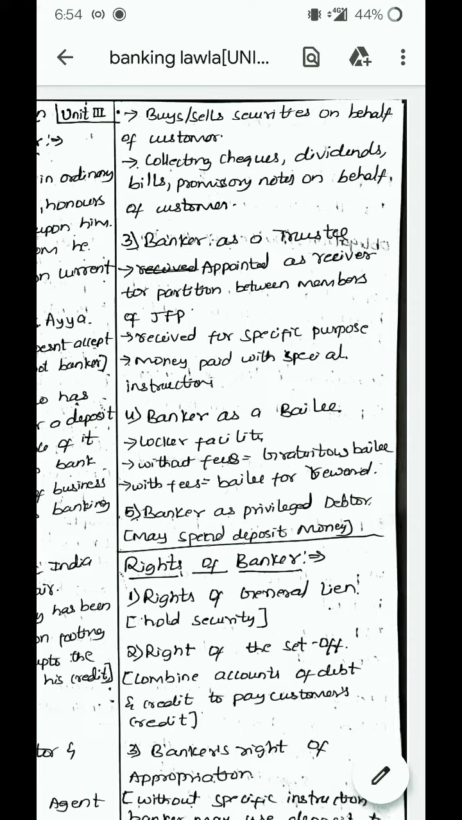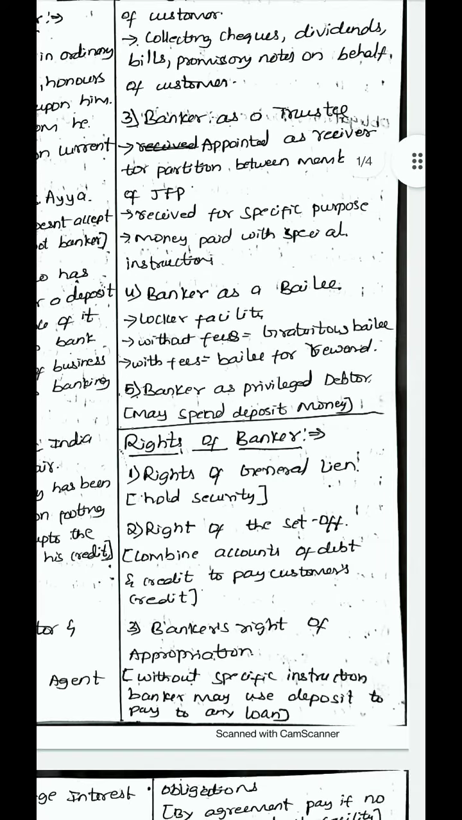The next relation is banker as a bailee. When does a banker act as a bailee? When the banker's locker facility is used. When the customer deposits his valuables in the locker of the bank, then the banker acts as a bailee to that customer for safekeeping of those valuables. If a banker accepts the valuables in the locker facility without fees, then it is a gratuitous bailee. But if he does this with fees, then he is called a bailee for reward.